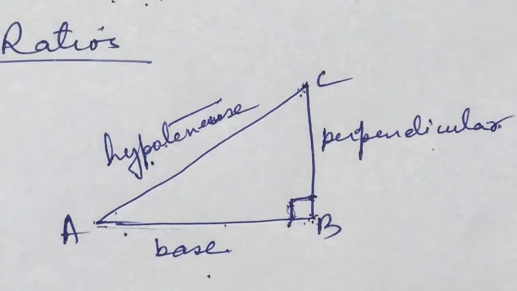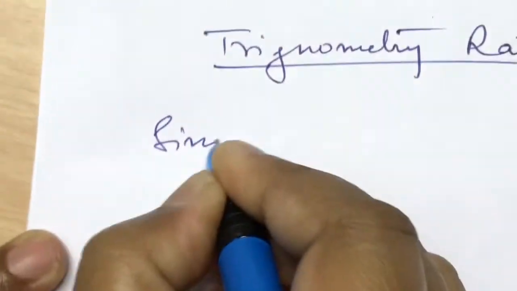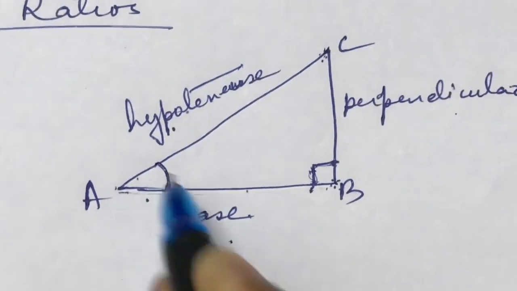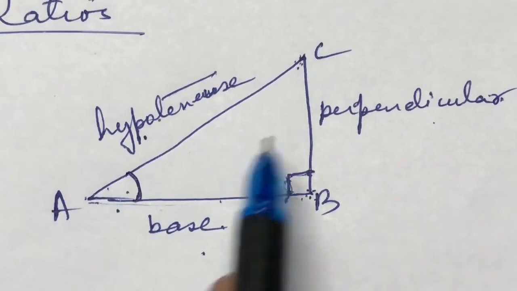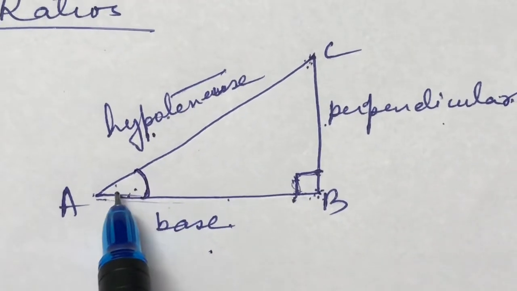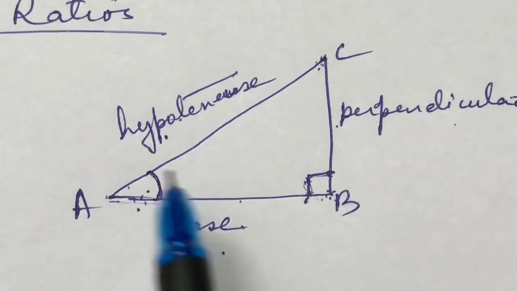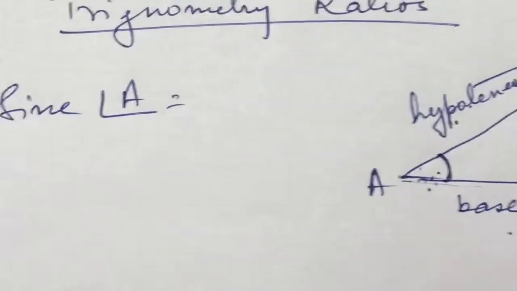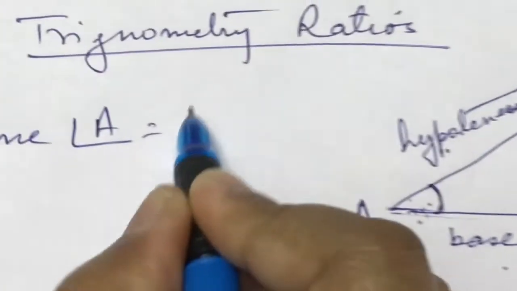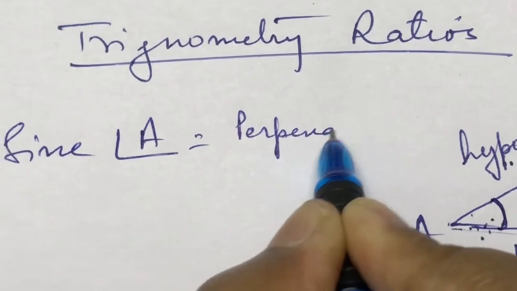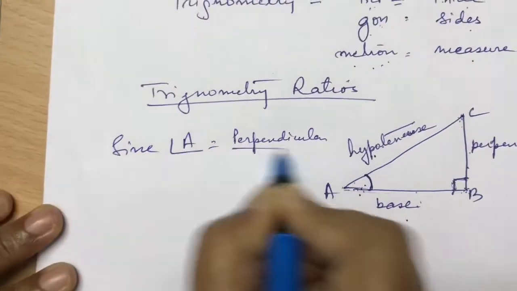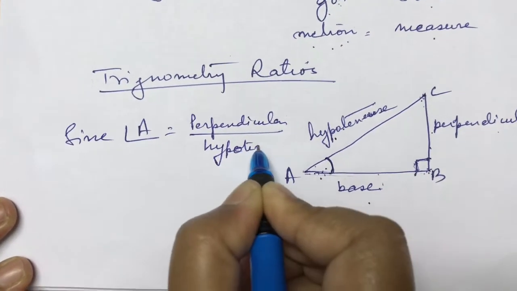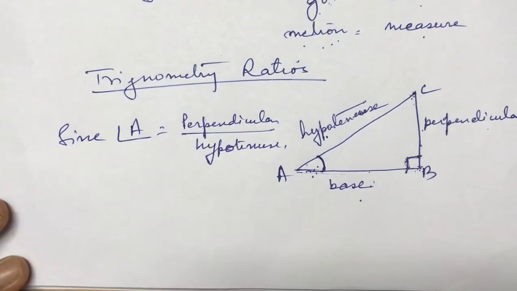So first one is your sine of angle A. That means I am talking about this angle. Okay, so the angle which is opposite to the perpendicular. Sine A, it is the side opposite to angle A by hypotenuse. That means perpendicular by hypotenuse. Okay, that is sine A.